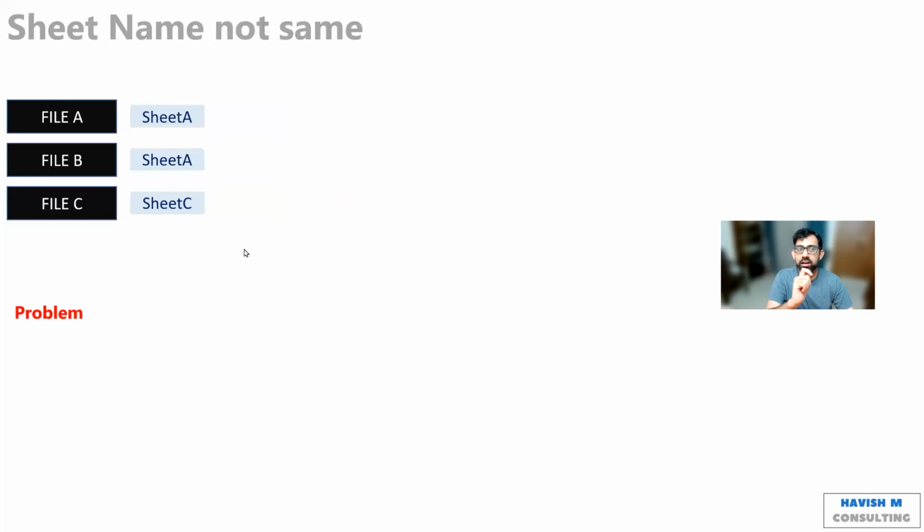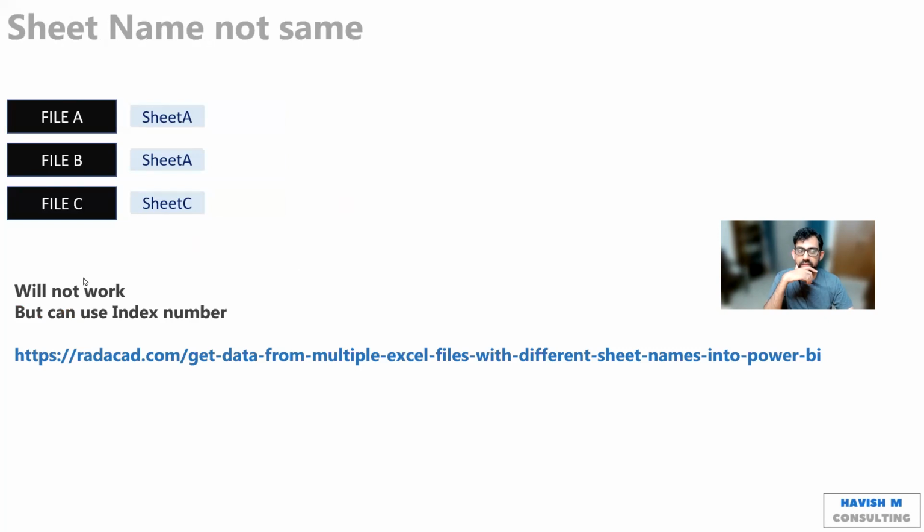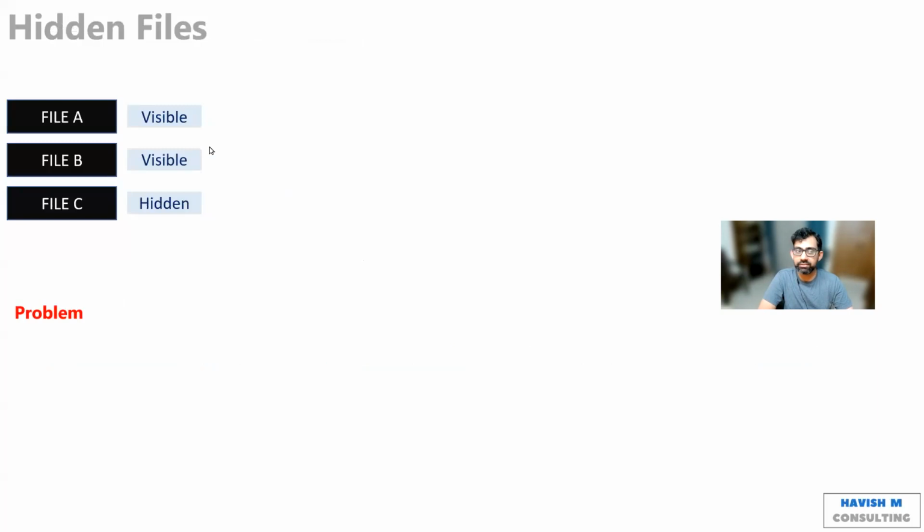Okay, what about when the sheet is visible, there is only one sheet, but the name of the sheet is different? Will it work or not work? So will it work with a customized approach? It doesn't work by default. I mean, of course, everything works with the customized approach, but by default, it doesn't work. But you can always use the position number. You can say, don't go to the sheet called sheet A, go to the first sheet in my workbook, right?